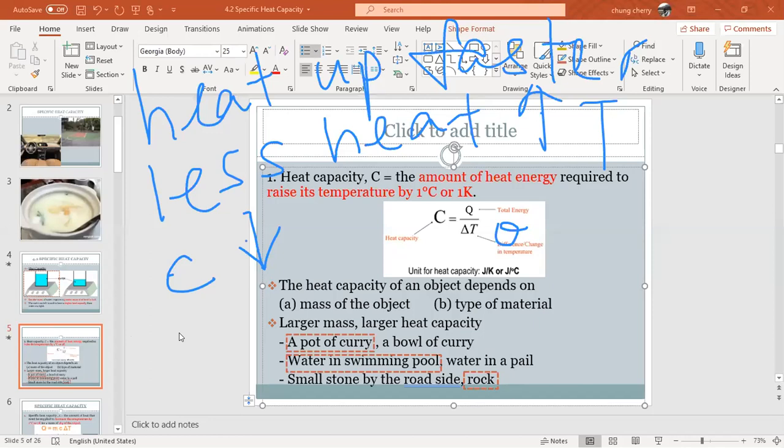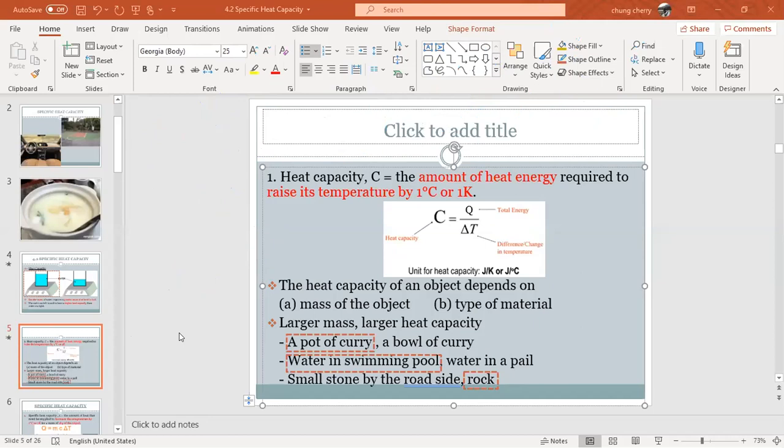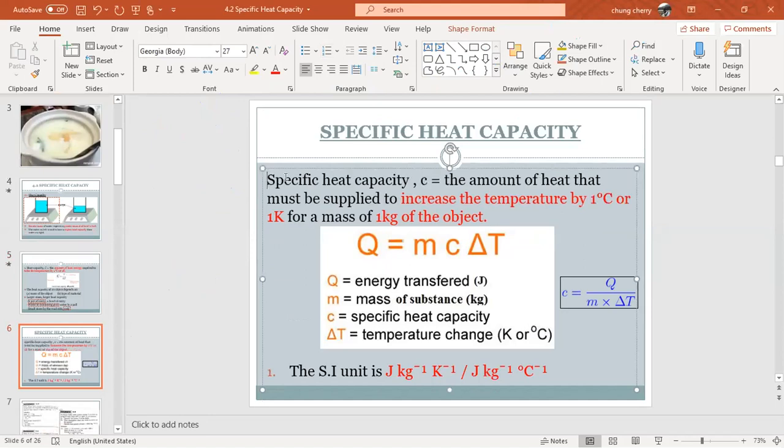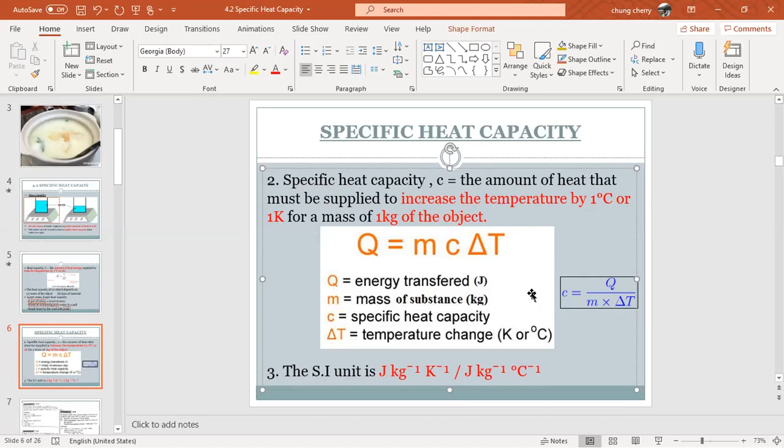Okay, so until now we are talking about heat capacity, but our topic today is specific heat capacity, right? If we are talking about specific heat capacity, this will be the definition. If you compare it with the heat capacity, the notes number 1, and this one please copy down as notes number 2. Then the bottom here, the SI unit, also notes number 3. The square here, together with this, you must copy down as well.